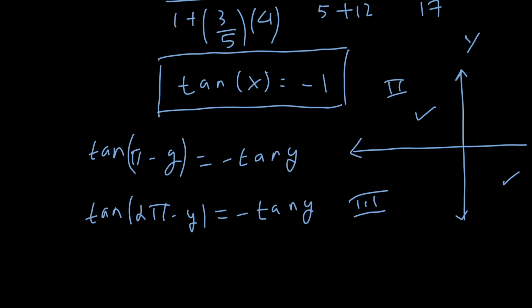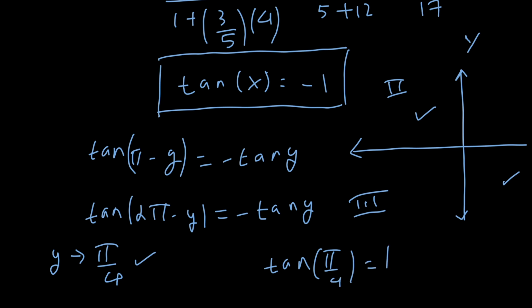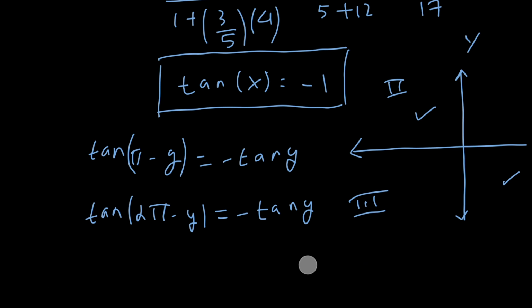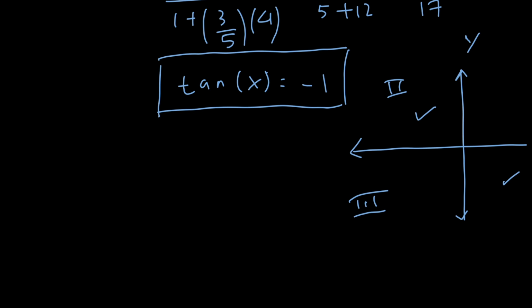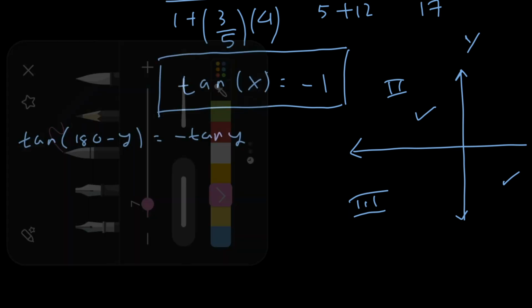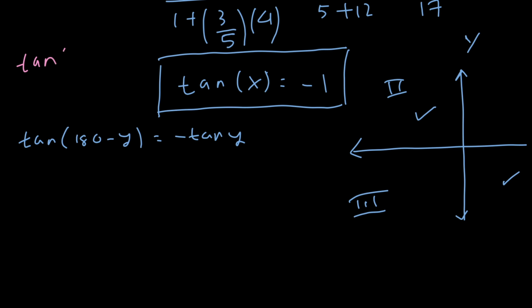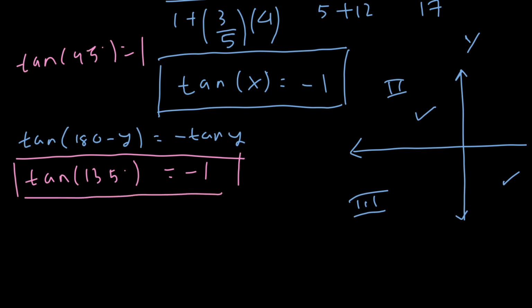Okay. Now I will replace y with pi by 4, because tangent of pi by 4 is equal to 1. Now I'm thinking of not using the radian measurement and just going with degrees, because all we are dealing with is degree measurements. So tangent of 180 degrees minus y is equal to negative tangent of y. And what if I replace y with 45 degrees? Why am I doing so? Because tangent of 45 degrees is equal to 1. So on the left hand side I will get negative 1, and on the right hand side I will get tangent of 135 degrees. Okay. So tangent of 135 is equal to negative 1.